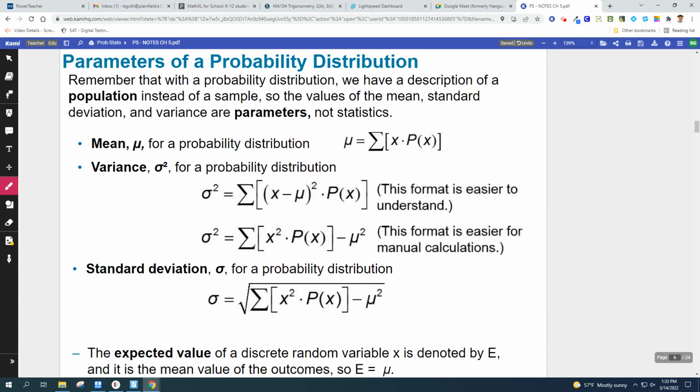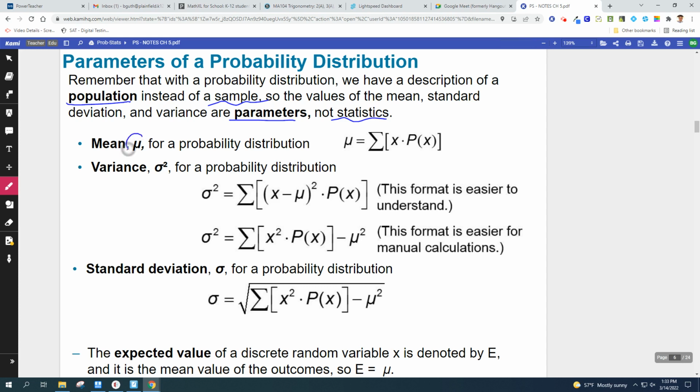Parameters of a probability distribution. Remember that with a probability distribution, we have a description of a population instead of a sample. So the values of the mean, standard deviation, and variance are parameters, not statistics. In an earlier chapter, we had a mnemonic device that said population, parameter, sample, statistic. I like how they bring you back to some of the definitions from earlier, but we're talking about parameters.